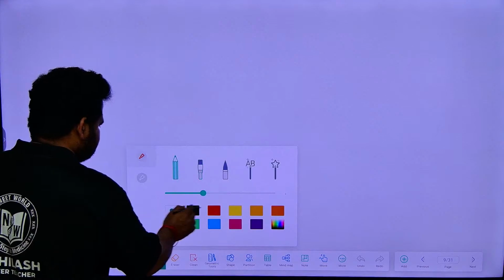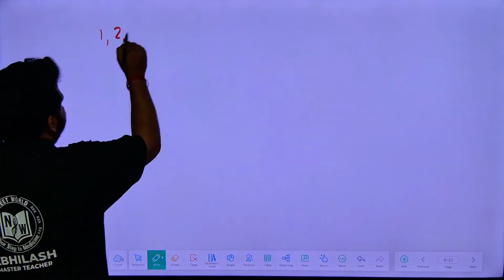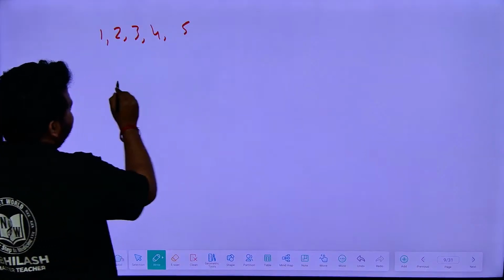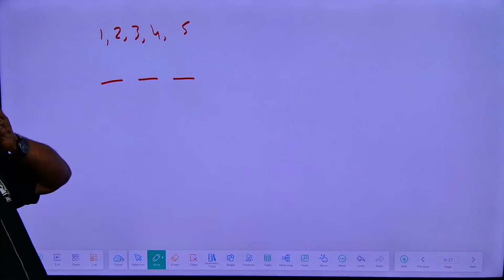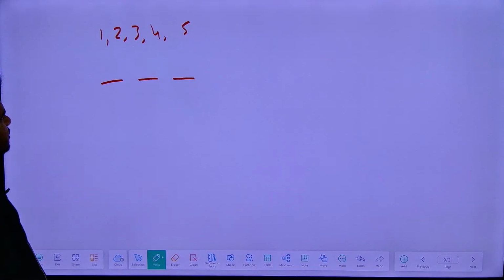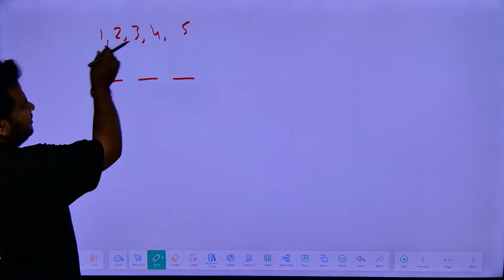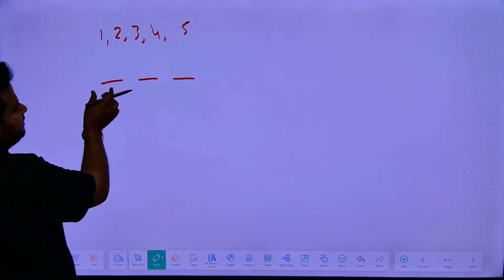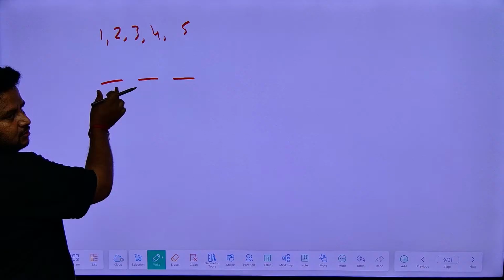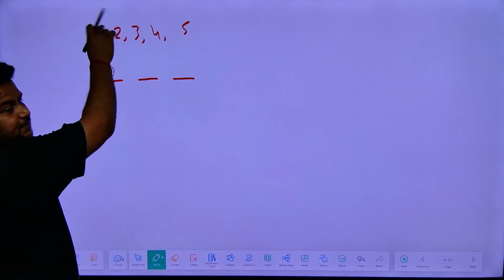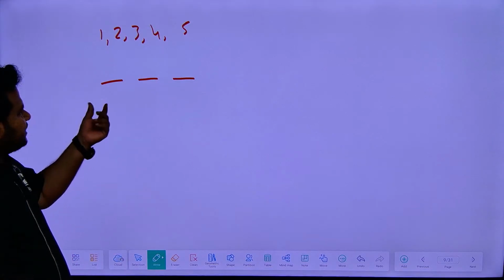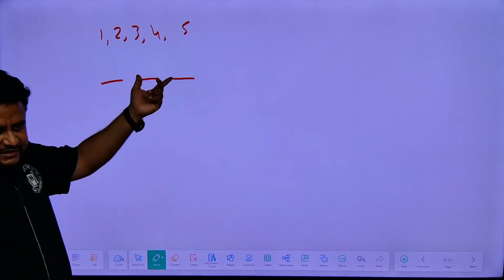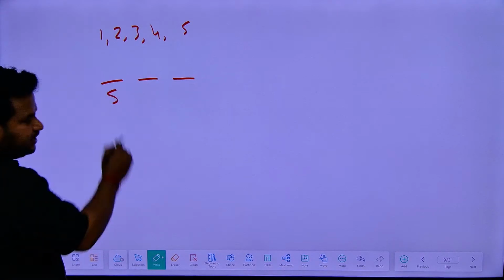I told you, suppose there are 5 different numbers: 1, 2, 3, 4, 5. We have to make a 3-digit number using these 5 numbers. How to make it? We should not think from the number, we have to think from the place. For the first place, any of the 5 numbers can come. So we should write 5 here.